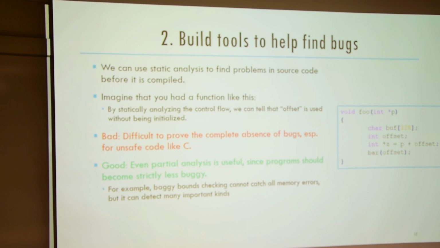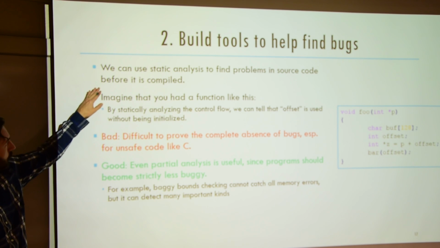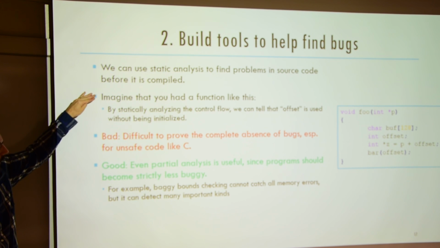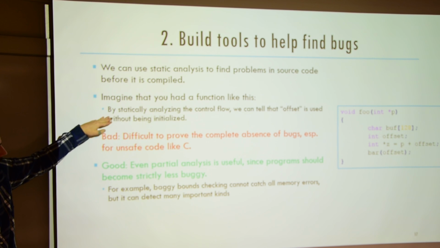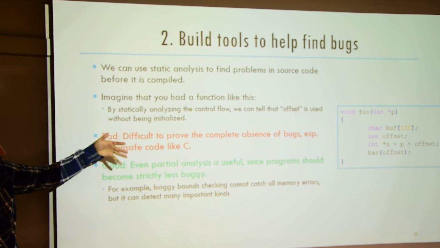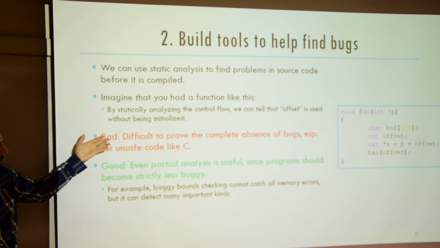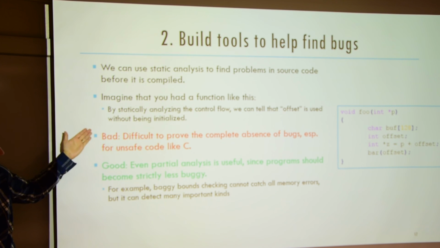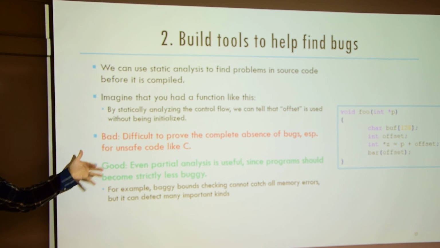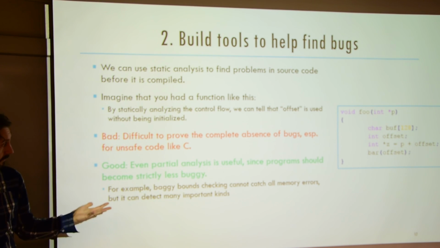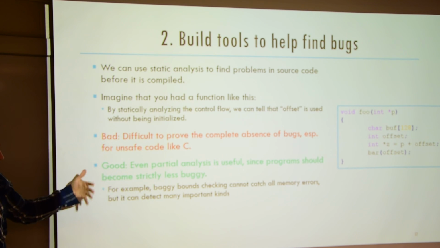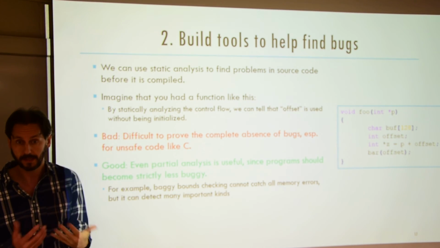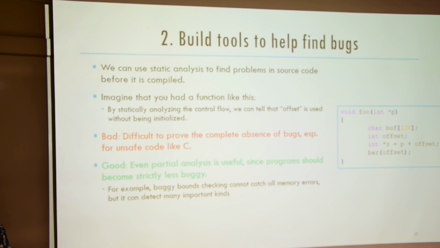We can use static analysis to find problems in source code before it is compiled. By statically analyzing the control flow, for example, we can tell that an offset is used without being initialized. That would be pretty cool. The bad thing is it's difficult to prove the complete absence of bugs again, right? The good thing is that even a partial analysis is useful. You make it harder for the adversary, which is great.